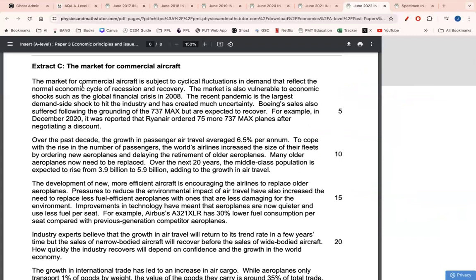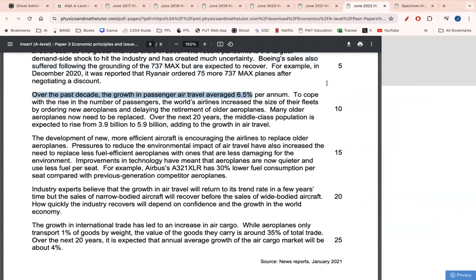Briefly, extract C. It says there are lots of fluctuations to reflect economic cycles. The market's vulnerable to shocks. Boeing suffered blah blah blah. Not that useful so far. The growth in passenger air travel is quite high, so a lot of people need air travel because people need to travel for work, to see family, and people want to travel for holiday stuff. So there's a big population of travelers.